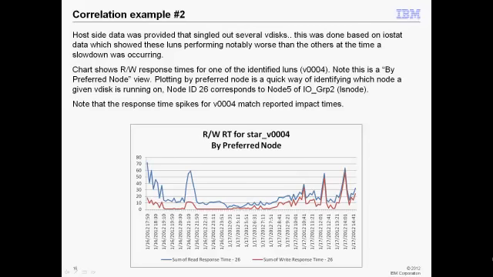The chart shows the read-write response times for one of the identified LUNs. Note that this is a by preferred node view, which was derived through the use of a script. Plotting by preferred node is a quick way of identifying which node a given VDisk is running on. Node ID 26 corresponds to node 5 of I/O group 2. Note that the response time spikes for V0004 match the reported time of the impact.